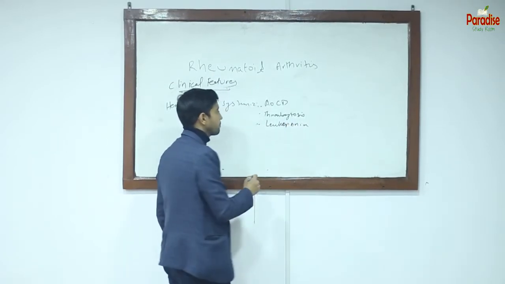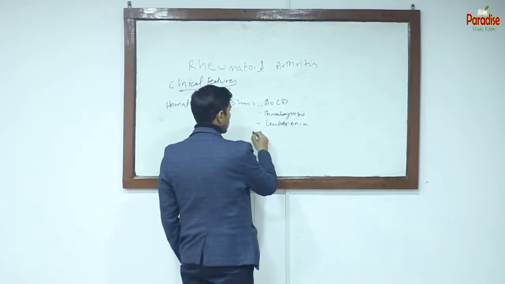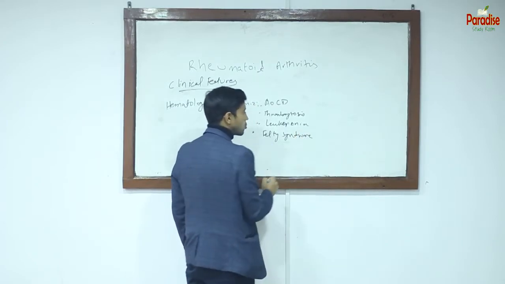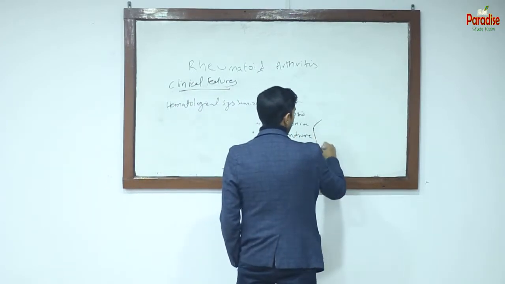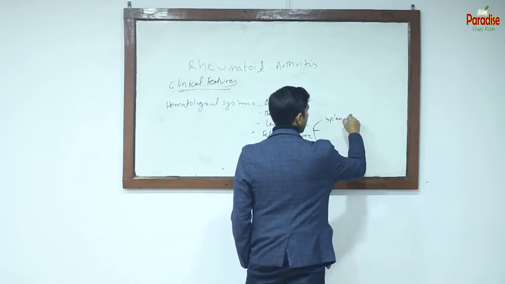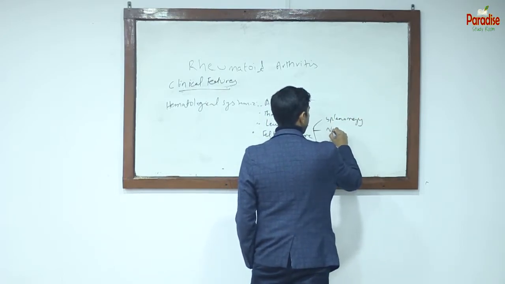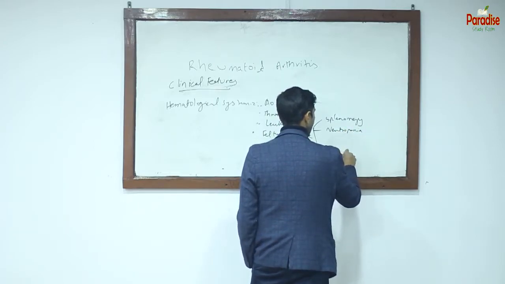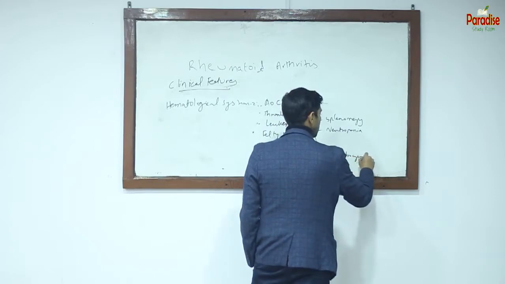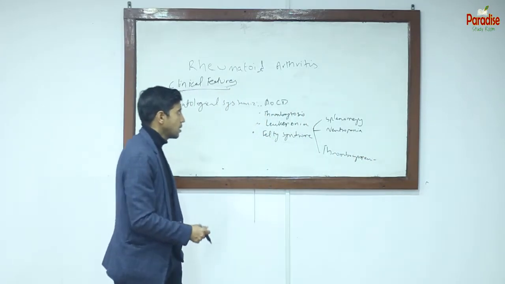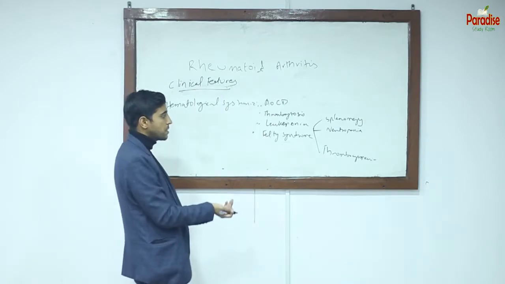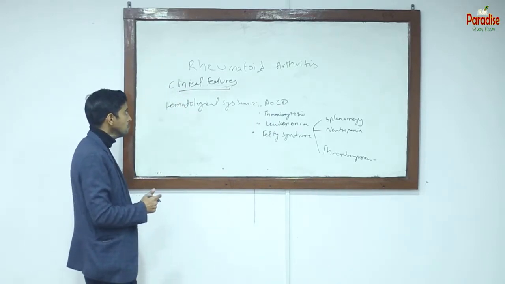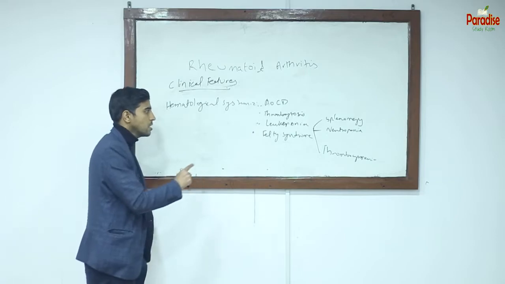Leukopenia. But there's a condition called Felty syndrome. It is associated with splenomegaly, neutropenia, and thrombocytopenia. It is seen in rheumatoid arthritis, characterized by splenomegaly, neutropenia, and thrombocytopenia. That is known as Felty syndrome. This is the only condition where we see thrombocytopenia.